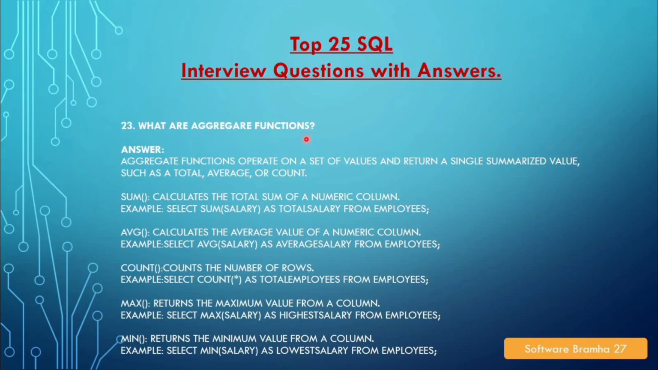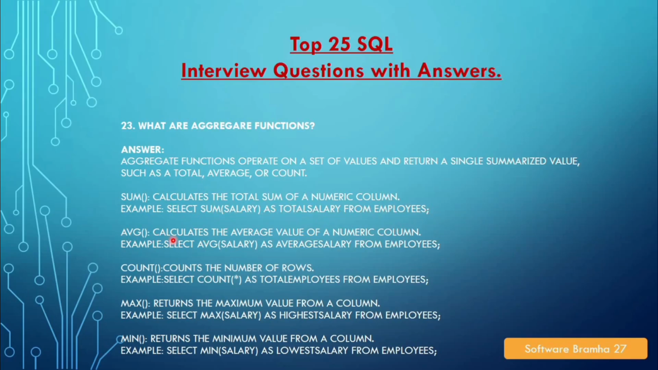What are aggregate functions? Aggregate functions operate on a set of values and return a single summarized value, such as a total, average, or count. One of the aggregate functions is sum. It calculates the total sum of a numeric column. Example, select sum of salary as total salary from employees table. Here it is adding all the salaries from the employees table.